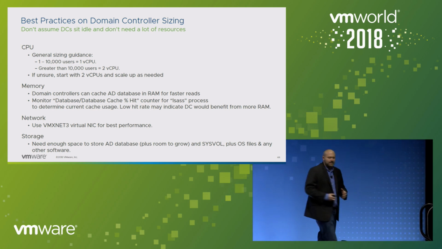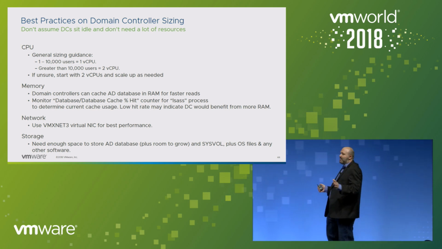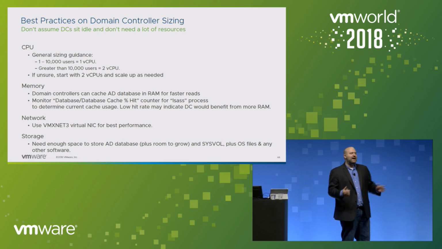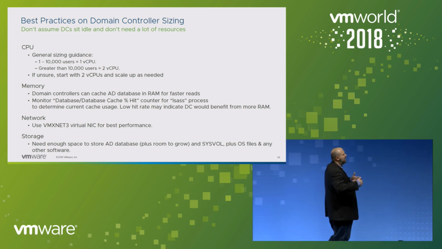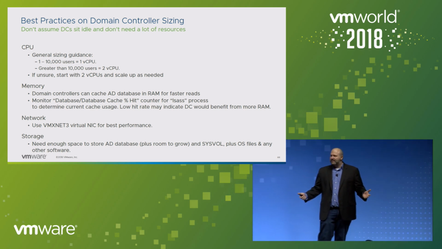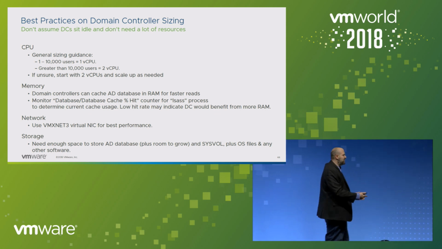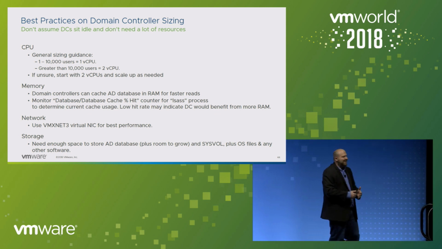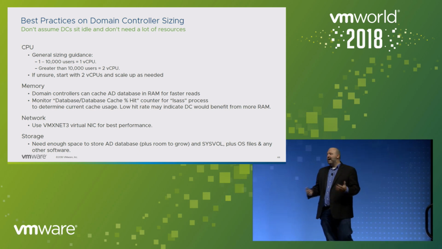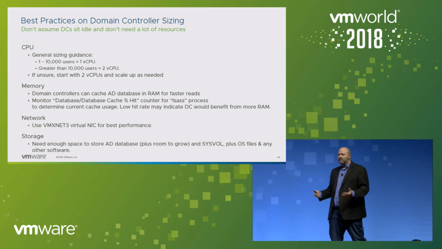It doesn't mean you need it, but it could benefit by putting more of the directory database in memory and having better performance. Network, although we've been talking a lot about replication and how important it is, the reality is it doesn't consume a lot of network. So VMXNet 3 is standard best practice for virtual machines. Continue to use that. Storage, again, this is not a heavy consumer of IOPS. You don't need to put this on your tier 1 storage.